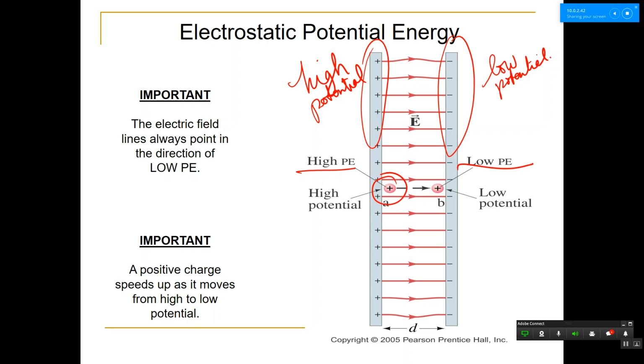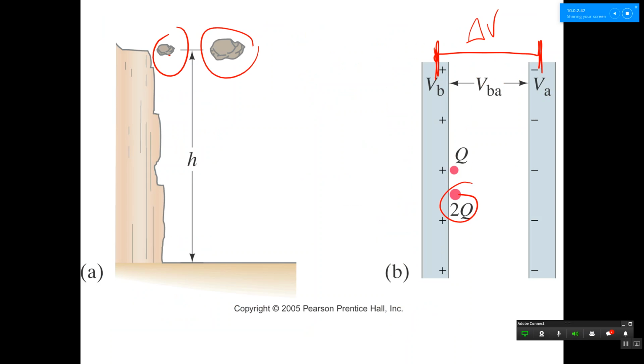Yeah, go ahead, Maxine. It's the voltage of B minus the voltage of A. So VB minus VA.